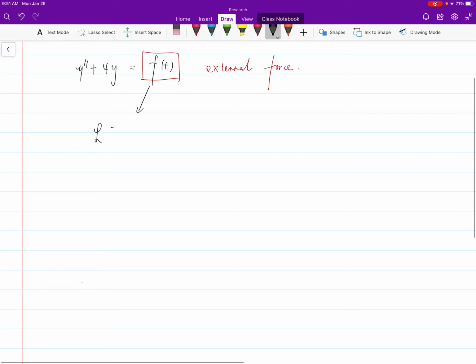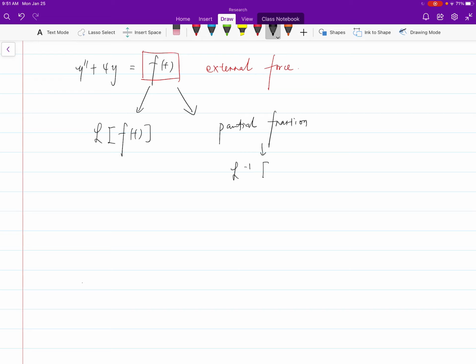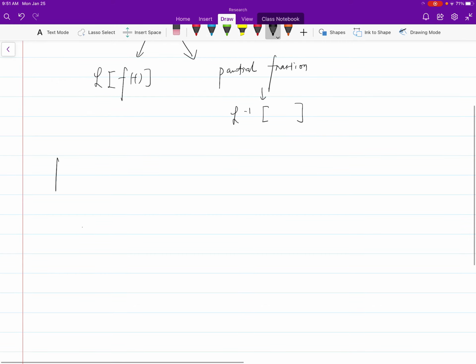It really depends on, number one, can you find the Laplace transform of this external force? And number two, after that, can you do the partial fraction? And then after that, can you do the inverse of whatever you get from there? Okay, so that's basically what we have for Laplace transforms. That gives us some limitations because we only know so many Laplace transforms. For now, what do we know?